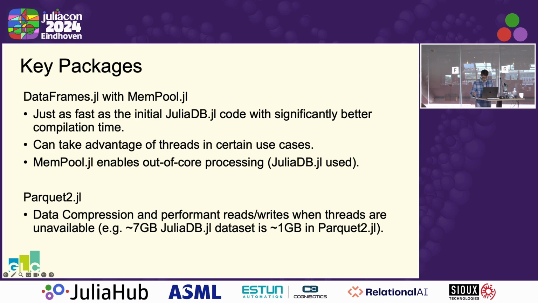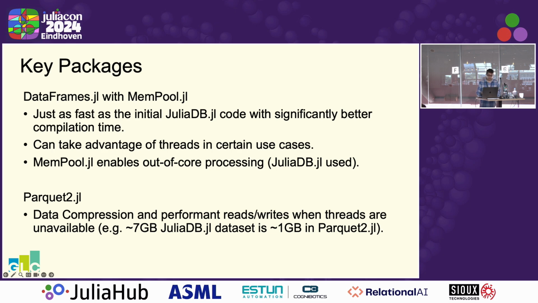And of course, the more rows you have in DataFrames, the more often you're going to be able to take advantage of threads. And we added on the MemPool functionality that was already in JuliaDB and some of the other highly distributed Julia packages to be able to do the out-of-core processing that is not available by default in DataFrames.jl. And then for our file system I/O, we're using Parquet2.